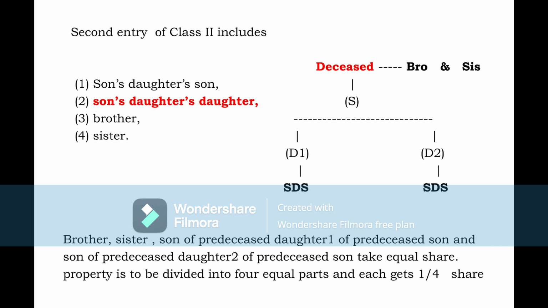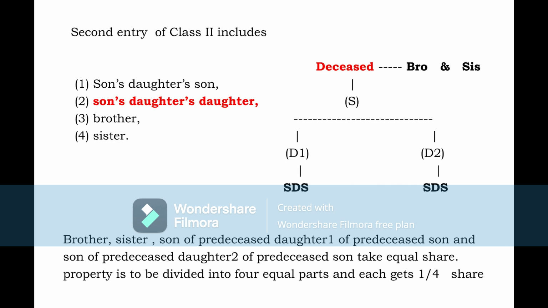Second entry of class 2. What were the heirs in the second entry? Son's daughter's son, brother and sister. So here the deceased left a brother and sister, and son's daughter D1 and son's daughter D2 and their children. So total: brother, sister, son's daughter's son, and the second son's daughter's son. 4 heirs, all are included in the second entry of class 2 heirs.